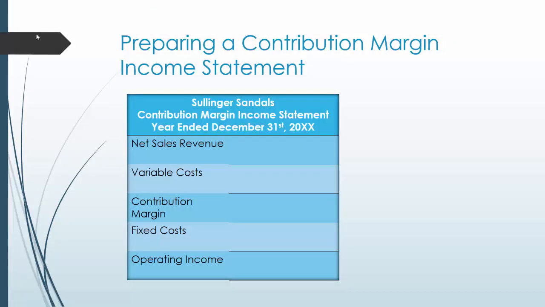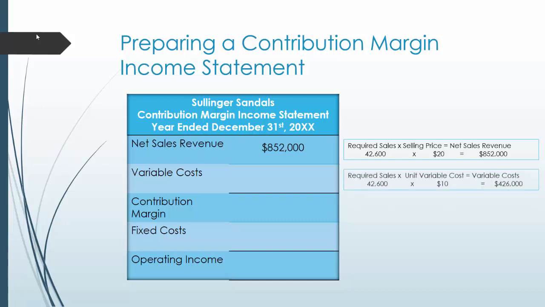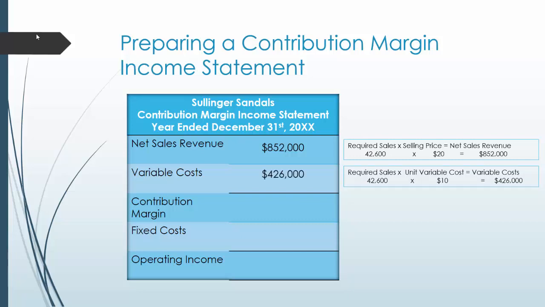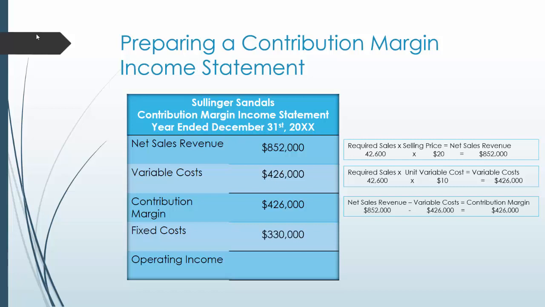Let's check our math one more time with a contribution margin income statement. Required sales volume is now 42,600 pairs of sandals. We're still selling them for $20 a piece, which means we got to come up with $852,000 worth of revenue. If we sell those 42,600 sandals and each one costs $10 to produce, well, we're going to have $426,000 of variable costs. And to find our contribution margin, we take our sales revenue minus our variable cost, also going to be $426,000. Now we go and we pay our fixed costs, which have increased. They're now $330,000, but we're still going to have $96,000 for the operating income.